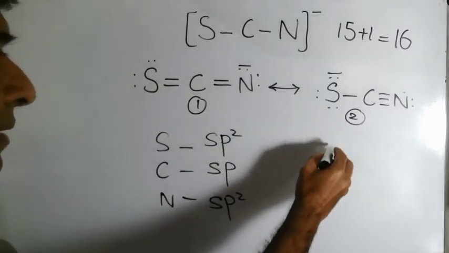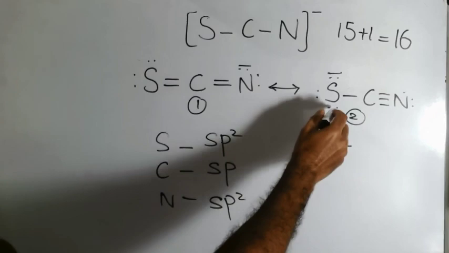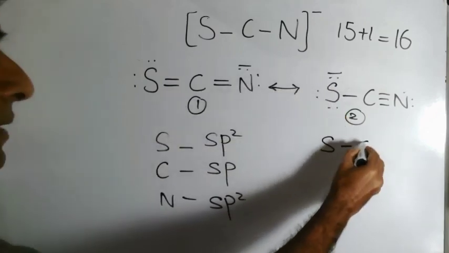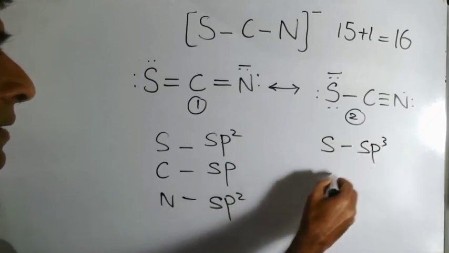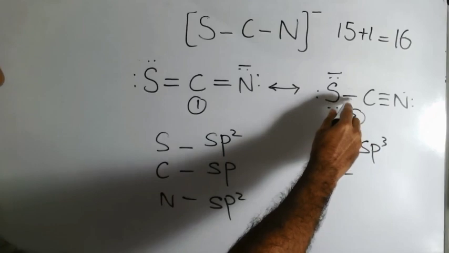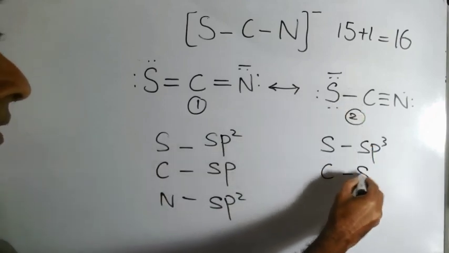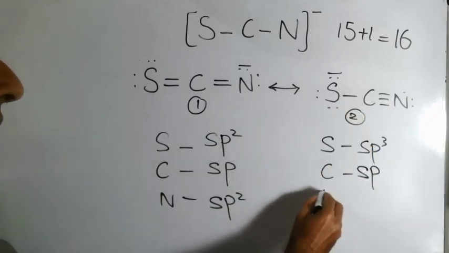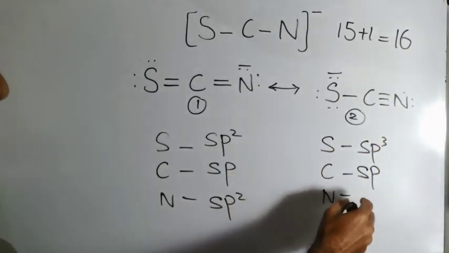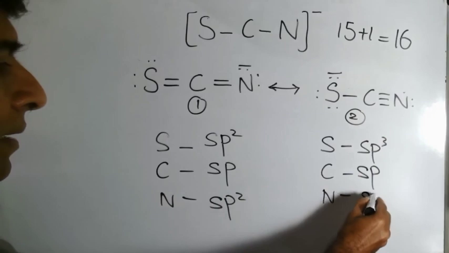Let us come to the second one. Sulfur has 3 lone pairs and 1 sigma bond. That means sp3 hybridization. Carbon has again 2 sigma bonds, meaning sp hybridization. Nitrogen has 1 lone pair and 1 sigma bond, so it means again sp hybridization.